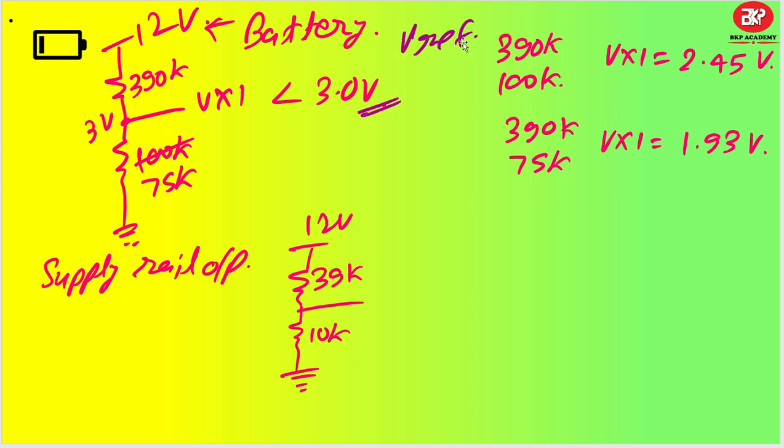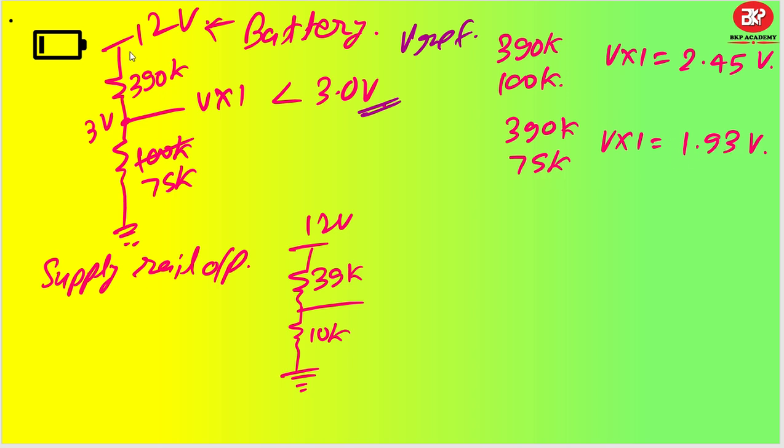Now V reference, if you are considering 5 volt, so this must be less than 5 volt. That is the understanding you should have by now. All right. Now let us say we have a two-resistor division that I have taken here, 390 kilo ohm and 100 kilo ohm. So we are going to get Vx1 as 2.45 volt, okay, which is much closer than 3 volt. Next, 390 kilo ohm and 75 kilo ohm, it is going to be 1.93 volt.